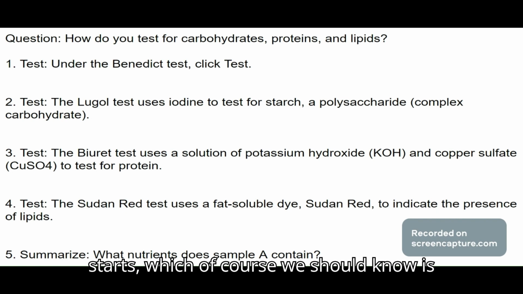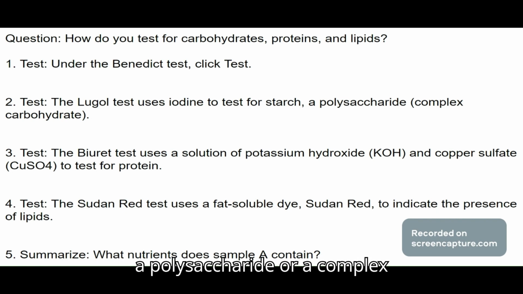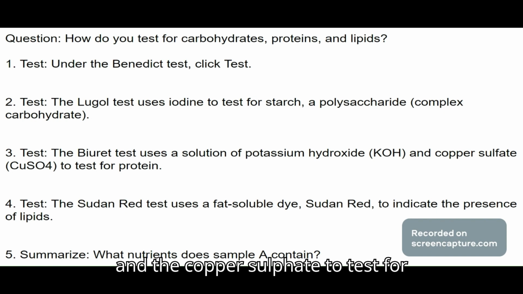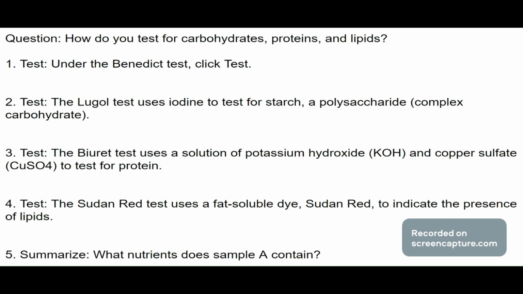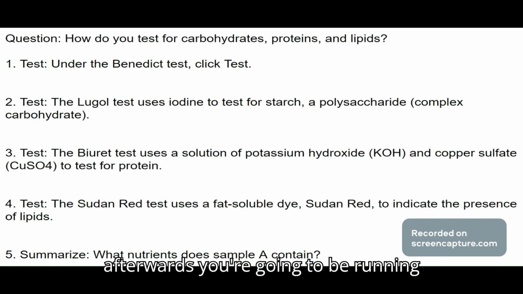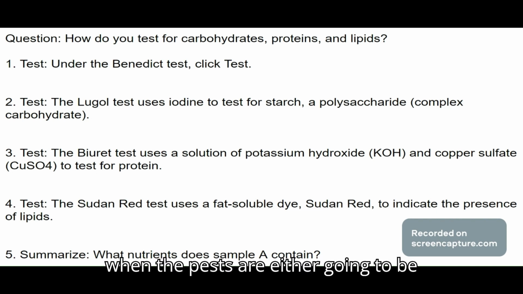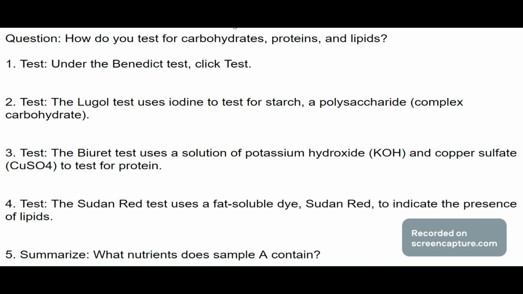Now the Lugol test uses iodine to test for starch, which of course we should know is a polysaccharide or a complex carbohydrate. The Biuret test uses a solution of potassium hydroxide and copper sulfate to test for protein, and the Sudan red test uses a fat soluble dye called Sudan red to indicate the presence of lipids. And of course, afterwards, you're going to be running through to see what nutrients sample A contains, when the tests are either going to be negative or positive.